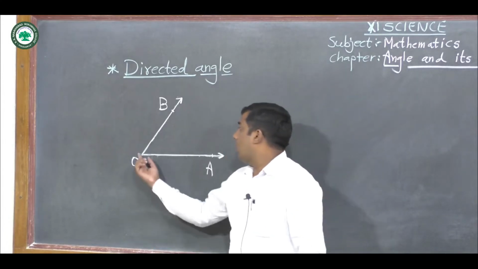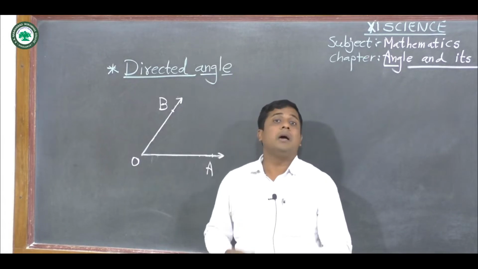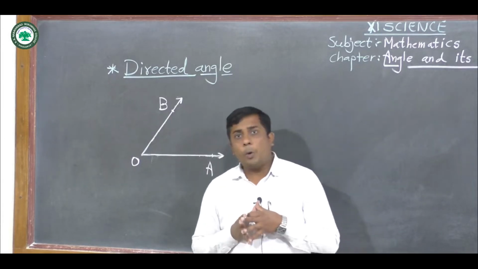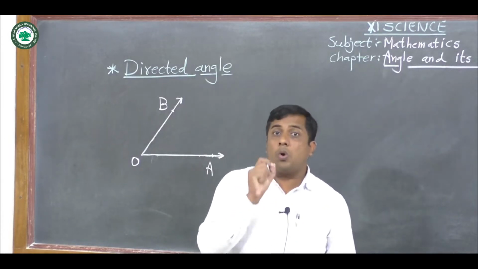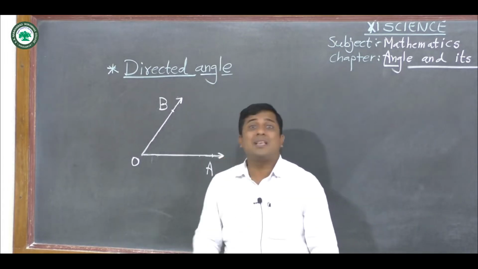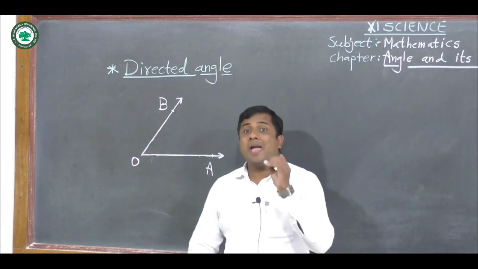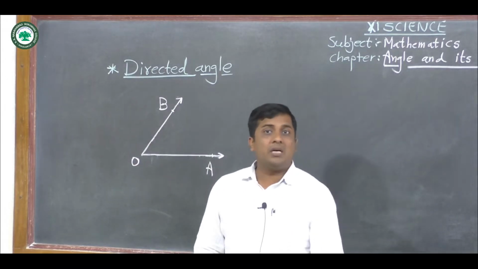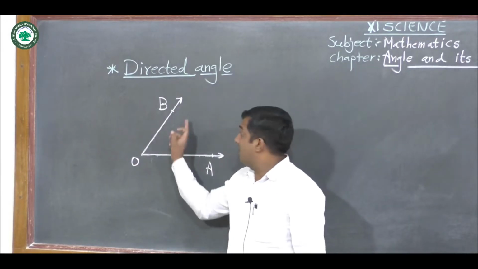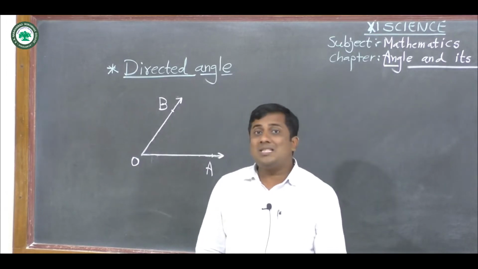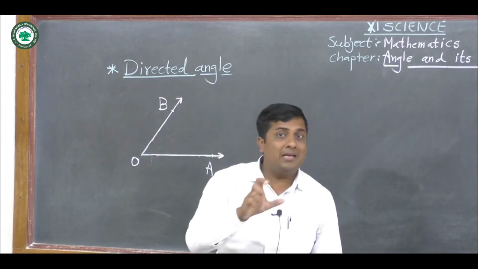Let OA be the given ray. We rotate this ray about O till it takes the position of ray OB. Then the angle generated in between ray OA and ray OB is the directed angle.